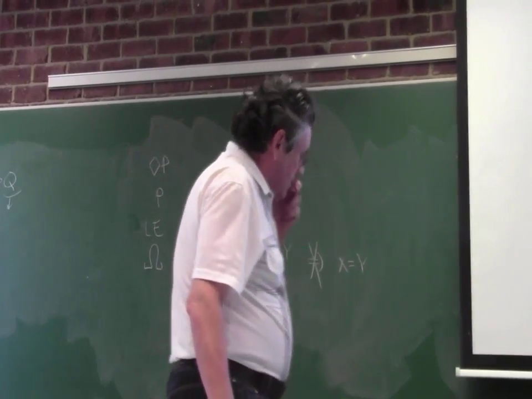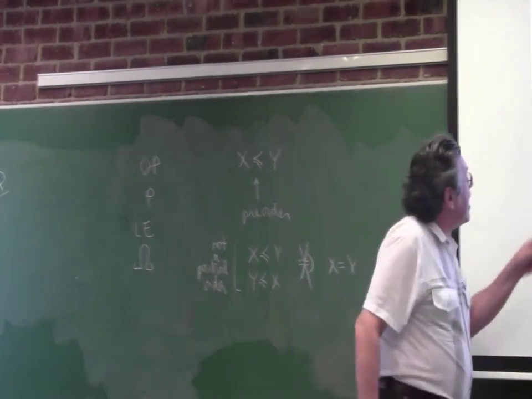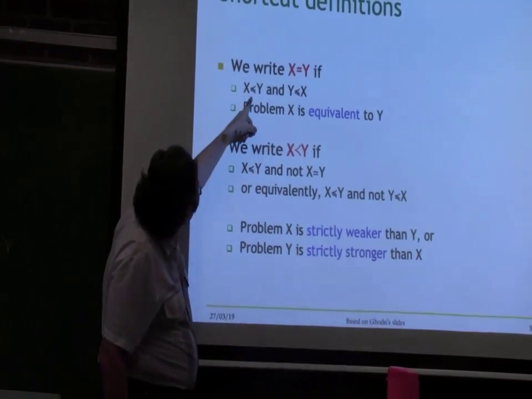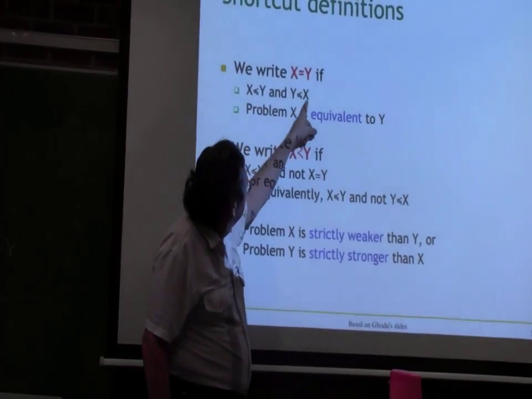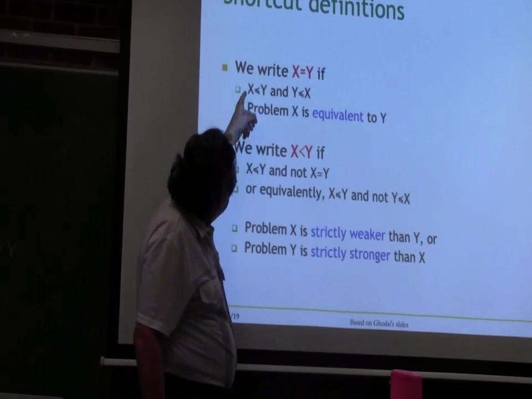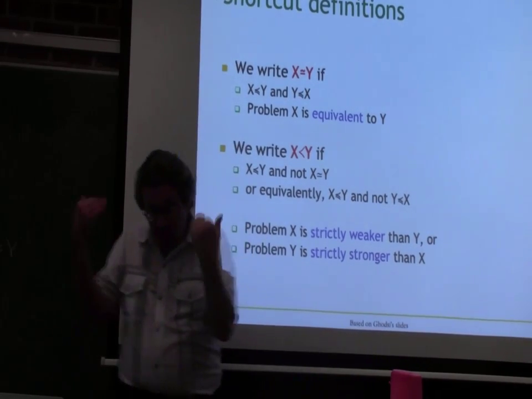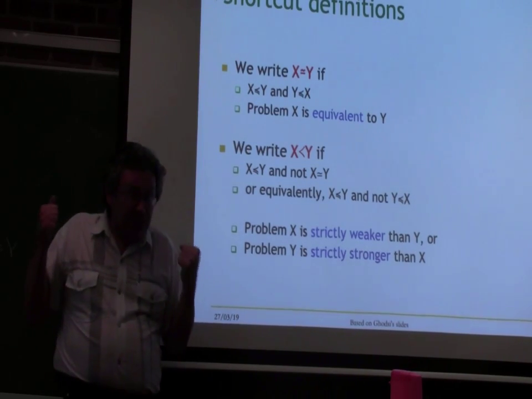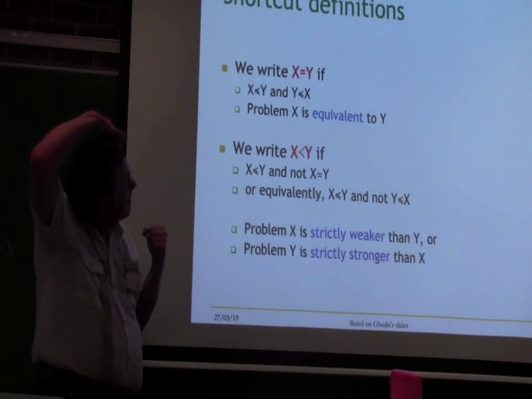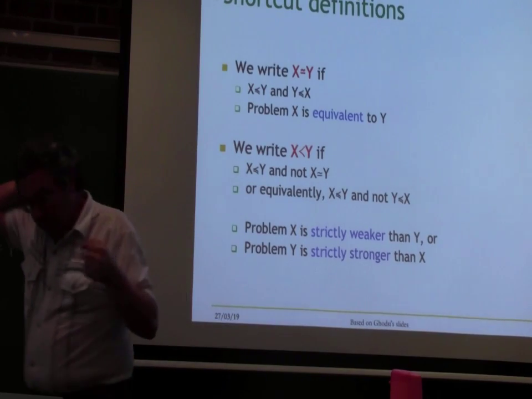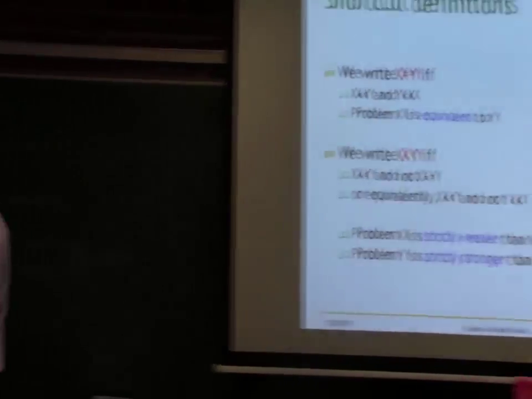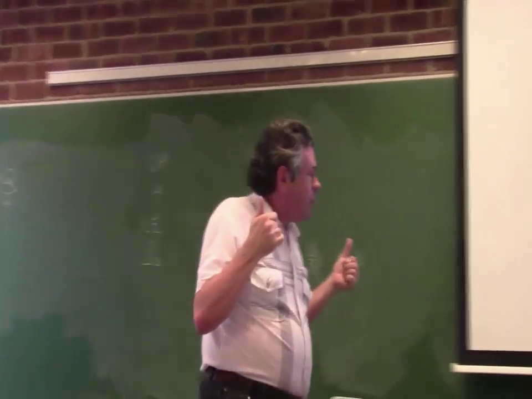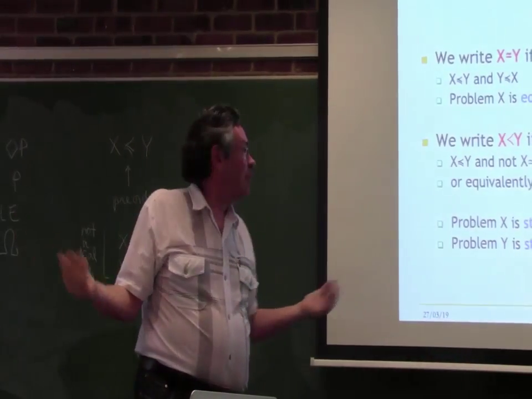Okay? So some notation: x is equivalent to y if x can be reduced to y and y can be reduced to x. It means that they're just as strong as each other. You can do one with the other, but maybe they're not exactly the same. Remember we talked about consensus and total order broadcast in the first course? Well, they're equivalent, but they're not the same problem.